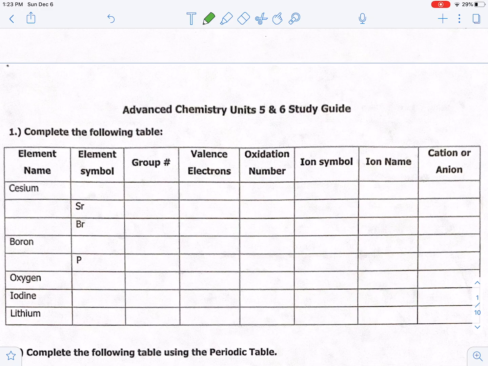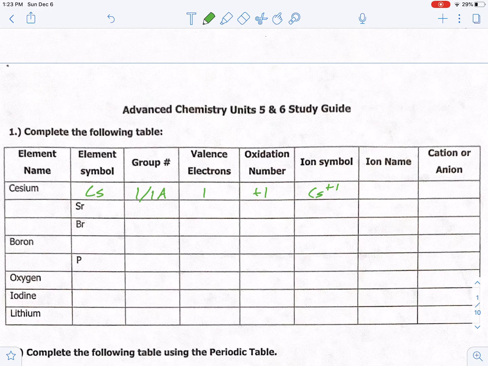So if you were to look up cesium on the periodic table, it has a symbol of Cs. Okay, and it's in group 1/1A, that first group on the left. So that means it only has 1 valence electron, which gives it a +1 charge. So the ion symbol is just the abbreviation. So cesium is Cs, and then it would have a +1 charge. Okay, so that's your ion symbol.